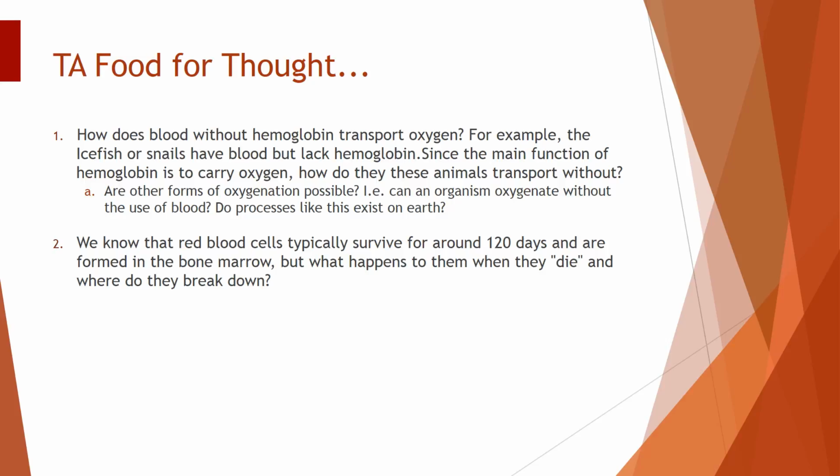How does blood without hemoglobin transport oxygen? For example, the ice fish or snails have blood but lack hemoglobin. Since the main function of hemoglobin is to carry oxygen, how do you think these animals absorb oxygen without it? Are there forms of oxygenation possible? In essence, can an organism oxygenate without the use of blood? Do processes like this exist on Earth?